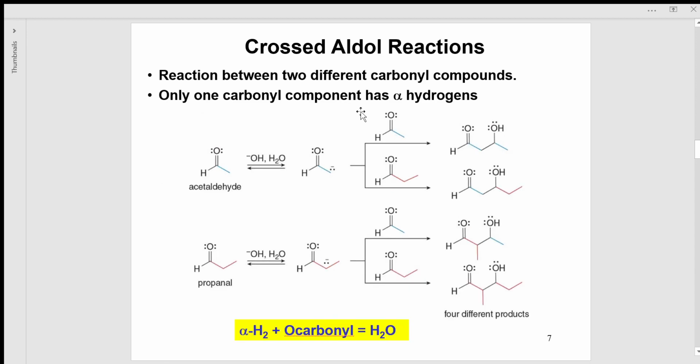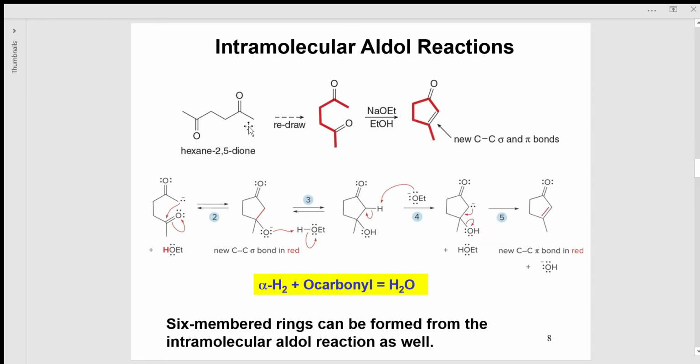So intramolecular, all the reactions we discussed here are intermolecular reactions. Basically, 2 molecules react. However, in some cases, we can have intramolecular aldol reactions. Basically, when we see an intramolecular reaction, it normally means we are going to have a 5- or 6-membered ring as the final product.